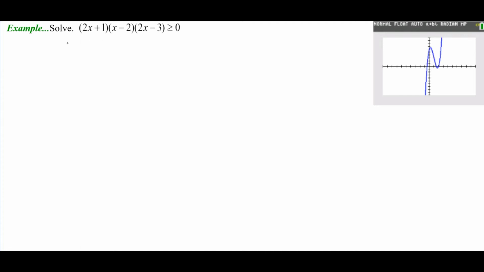So just kind of working algebraically here, I'm going to take this first factor, 2x plus 1 equals 0, and I'm going to get x equals -1/2. x minus 2 equals 0, so x equals 2, and then we have 2x minus 3 equals 0, so x equals 3/2. So remember, those are my critical values. So I'm going to make my sign chart.